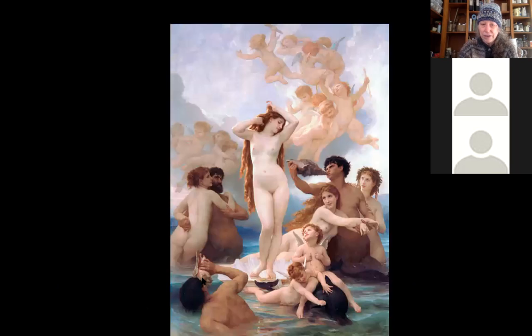Okay, so here's another example of that same subject. And she's got a seashell this time. Yay. And she's being wafted ashore. She's playing with her hair. She's not looking at you, the viewer. And she hardly ever is in these paintings. The naked babies are there.